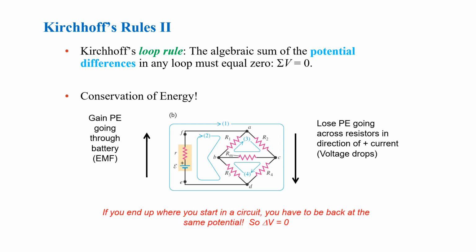If you end up where you start in a circuit, you have to be back at the same potential. So the change in your potential should equal zero. That is according to the conservation of energy.